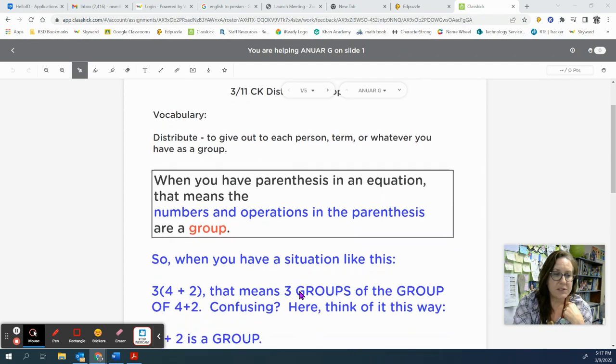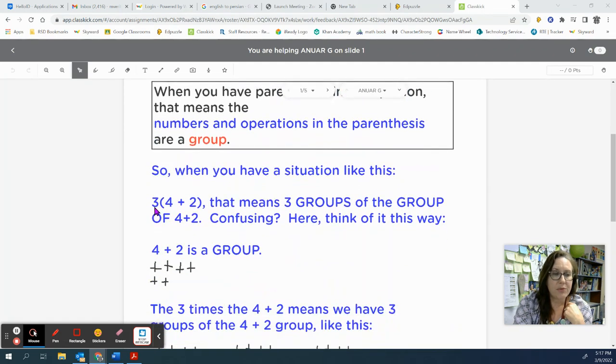All right, so when you have a situation like this, 3 groups of, I want to make sure that every time you see a parentheses, you think of that as groups of. So this is 3, because it's multiplication, it's groups of. So 3 groups of 4 plus 2 groups. That can sound a little confusing, can't it? So think of it this way. 4 plus 2 is a group. We've got 4 here, and we've got 2.